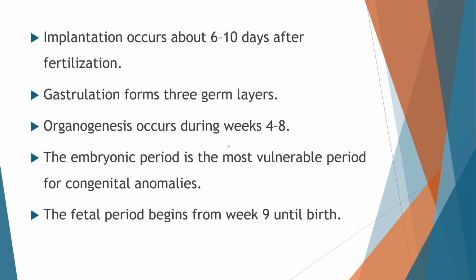Next is gastrulation. Gastrulation is the process that forms the three primary germ layers: ectoderm, mesoderm, and endoderm. These three layers later develop into all the organs and tissues of the body. The next important point is organogenesis. Organogenesis occurs during week 4 to week 8 of pregnancy. This is the period when all the major organs begin to develop. It is one of the most important timelines to remember for your examinations.